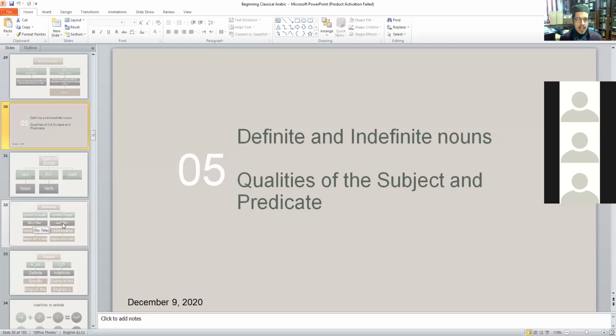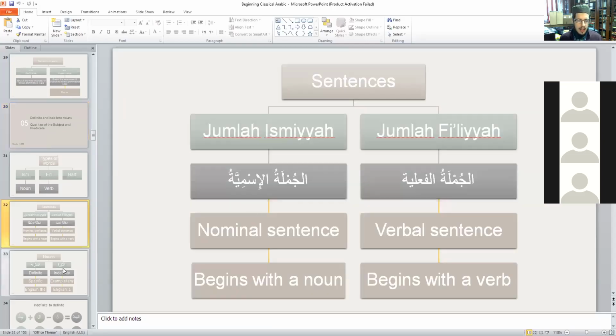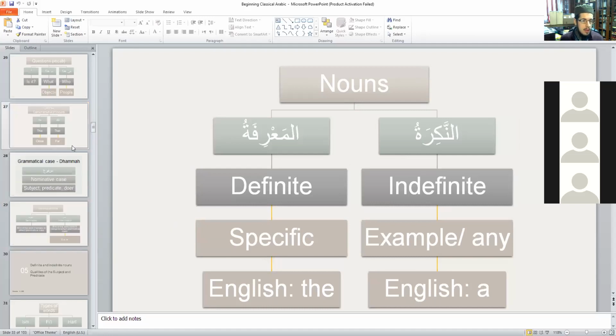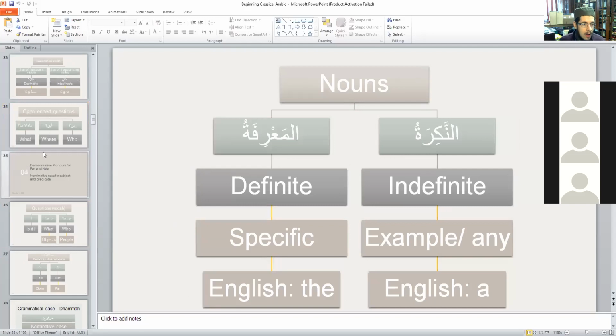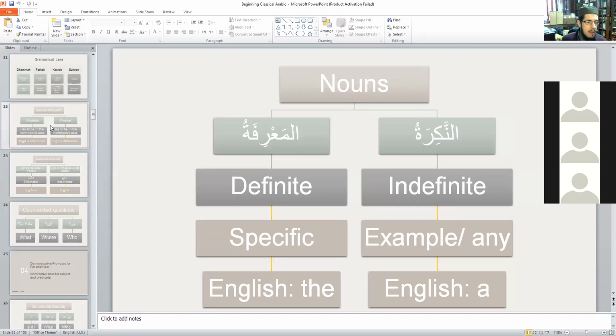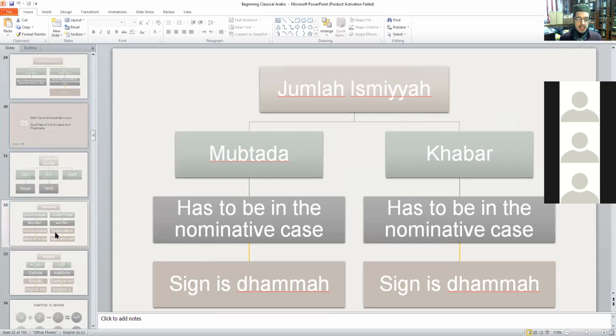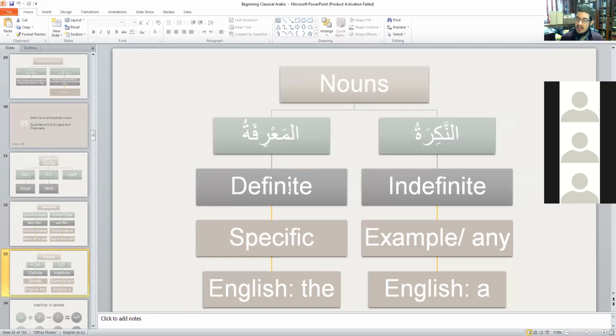So if we go back to our slides, we have two essential qualities of the mubtada and the khabar. One of them is the same. We said that both the mubtada and the khabar are marfu'. They are both in the nominative case with a dhamma. Both of them, mubtada, khabar. But they also have a second characteristic that is different, which is what you can tell them apart by, and that is whether they are definite or indefinite, whether they are ma'rifah or nakira.